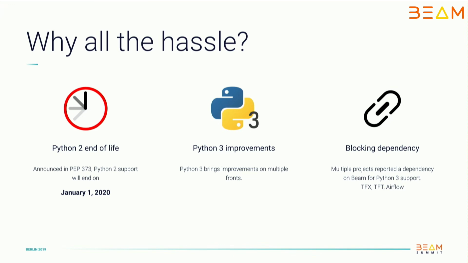All right, so why all the hassle? Why did we need to port Beam? There are three big reasons. The first and probably most important one is that Python 2 will reach its end of life on January 1st, 2020. This is only 6 months away, so it's about time that we reach this state. Also, Python 3 offers quite some improvements, which we will talk about later. And Beam was becoming a blocking dependency for some other projects like TensorFlow Transform and TensorFlow Extended.